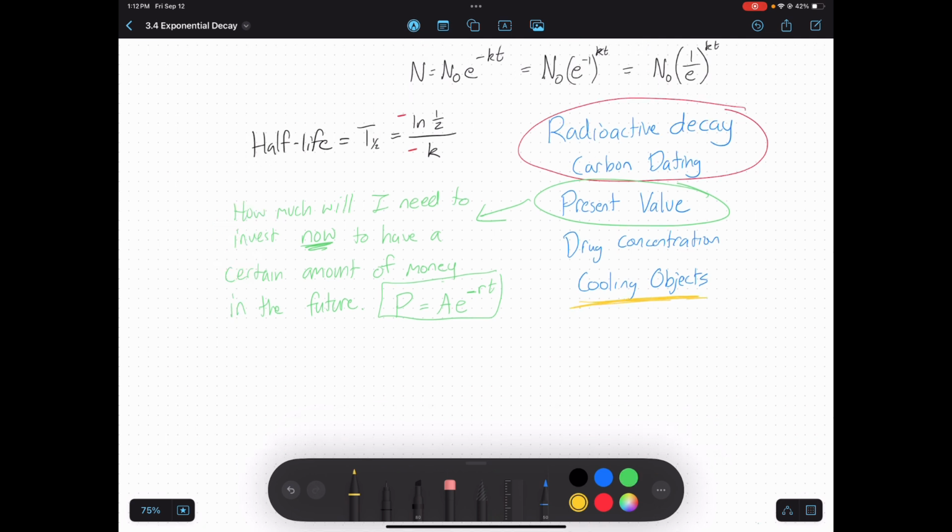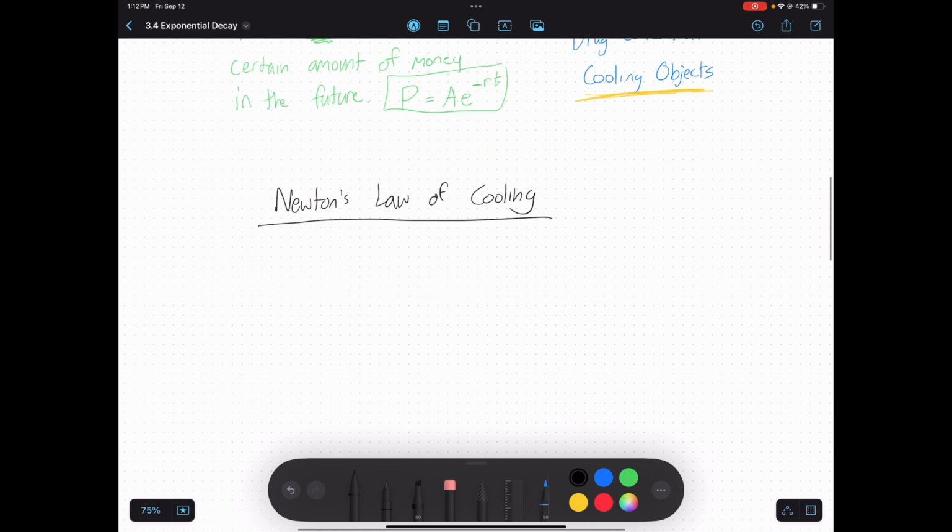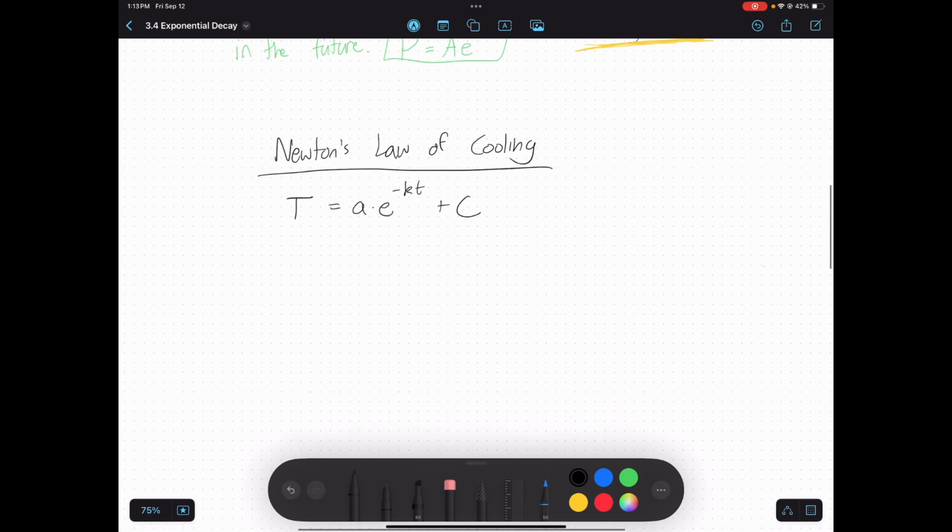Last, cooling objects. So cooling objects is another really interesting example of exponential decay. But with cooling objects, there's a little bit more complicated of a formula. In fact, we have something called Newton's law of cooling, and it follows this formula of capital T equals A times e to the negative kt, plus C. A lot of different variables here, but we're going to talk about what each of these variables are.